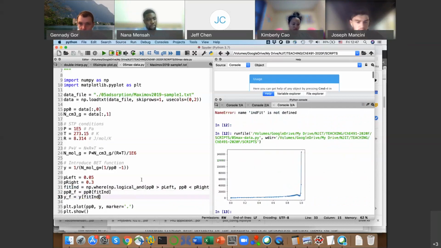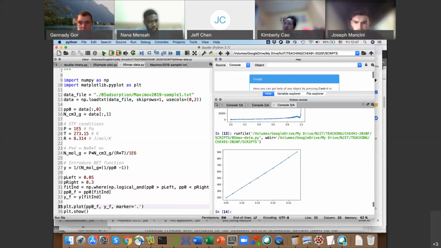Okay, I'm still plotting the same old curve. Now I want to update it and plot it with P naught F versus Y F. All right, I'm plotting just this data.